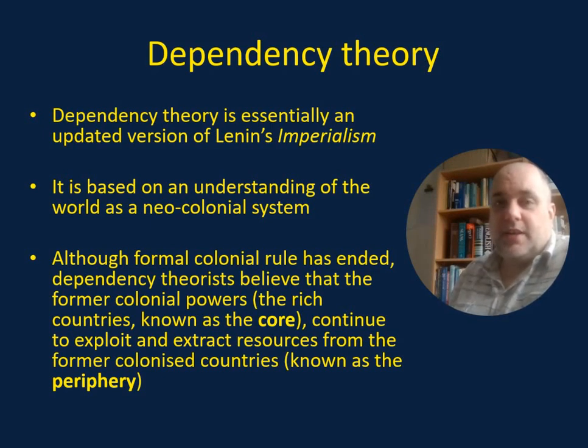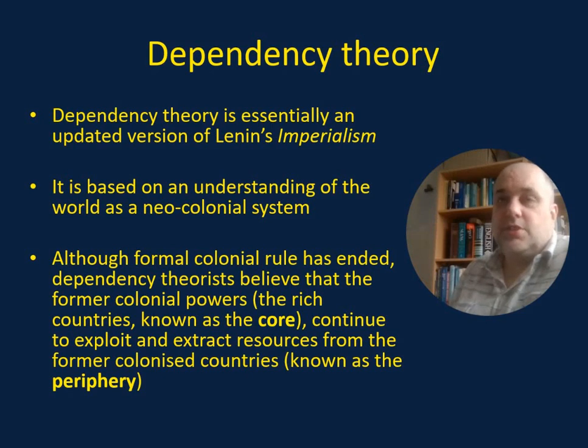Dependency theory basically is an update of that idea, and essentially says that we are still living in that world, we are still living in that system. Even though formal colonialism has theoretically come to an end, and the formal empires have been dissolved, the former colonies have all of the trappings of independence. They have their flag and their national anthem, and they are legally recognised as sovereign states under their own governments. But dependency theory says that all of that is a bit of an illusion, that sovereignty is a bit of an illusion, because the former colonised countries remain trapped in an unequal and exploitative economic relationship with the former colonising countries.